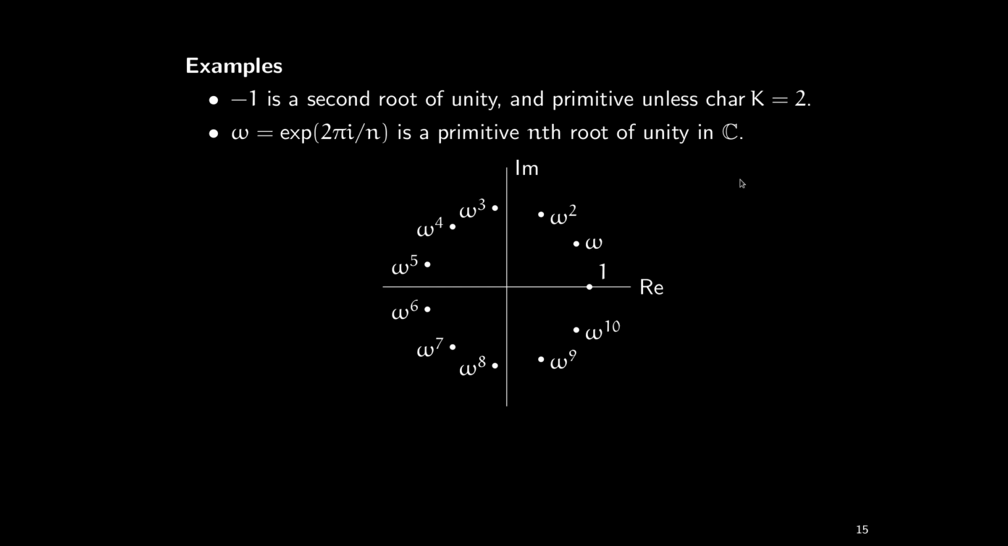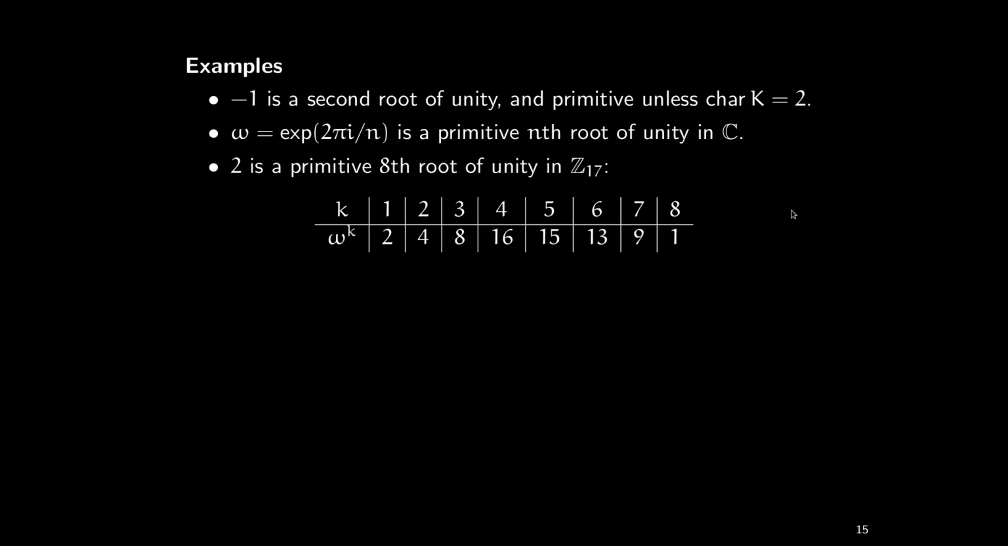But there's nothing special about the complex numbers here. As far as roots of unity are concerned, you can consider them also in a finite field. For example, if you take the finite field with 17 elements, then 2 is a primitive 8th root of unity, and I don't have a picture to offer you for this, but we can just calculate it. Start with 2 and keep multiplying, times 2 times 2 times 2.